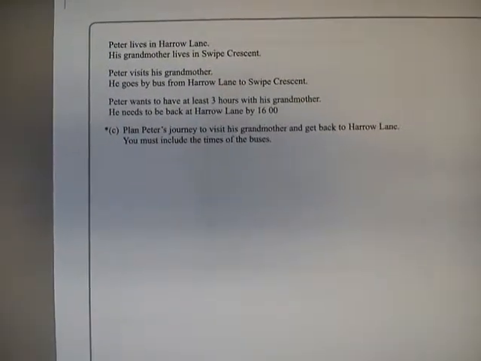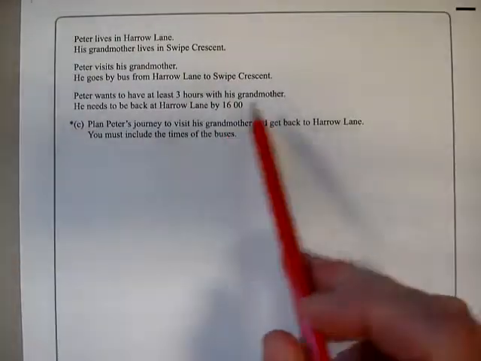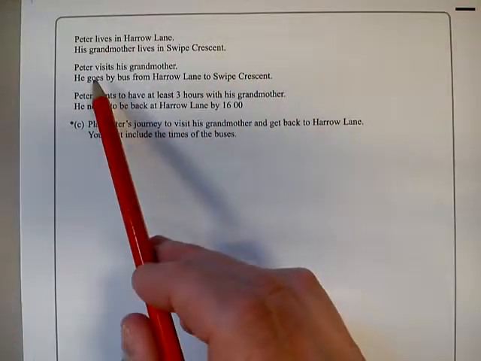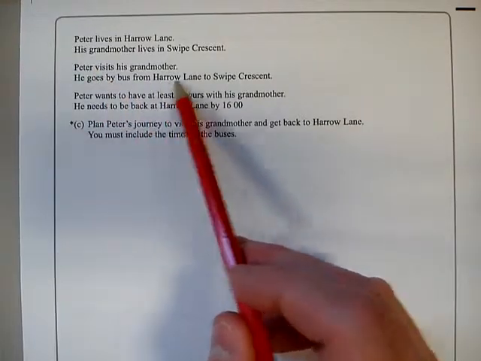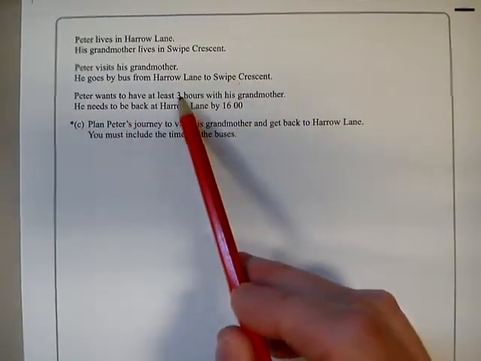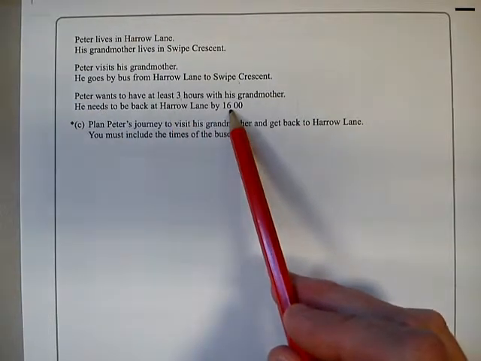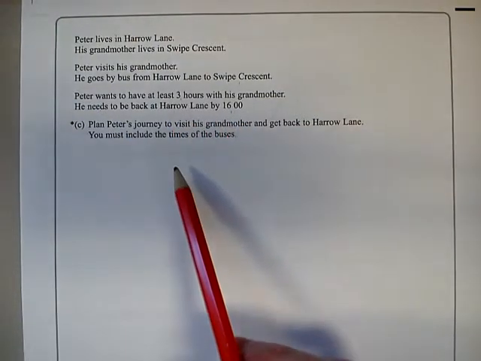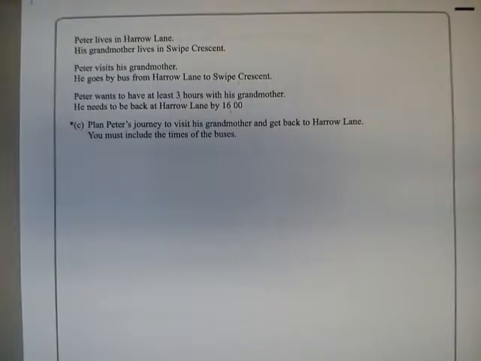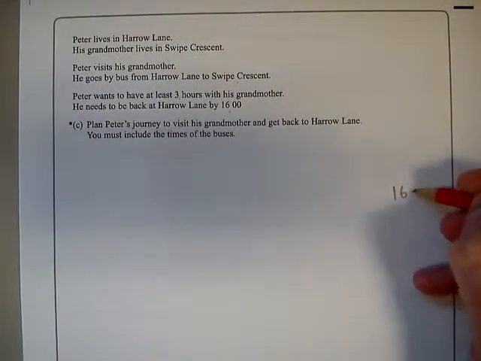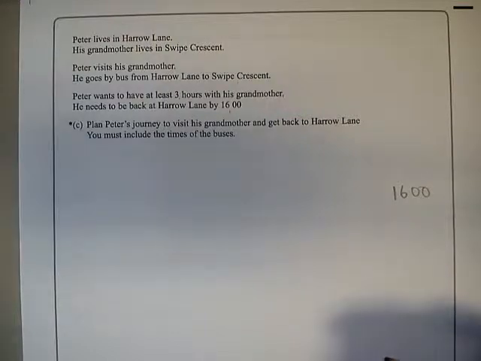Part C. You've got to plan a journey that satisfies all of these conditions. We're going from Harrow Lane to Swipe Crescent. We need to stay for at least 3 hours, and then we need to be back in Harrow Lane for 4 o'clock, for 1600. You've got to plan the journey out. In order to do this, start at the end point and work backwards.